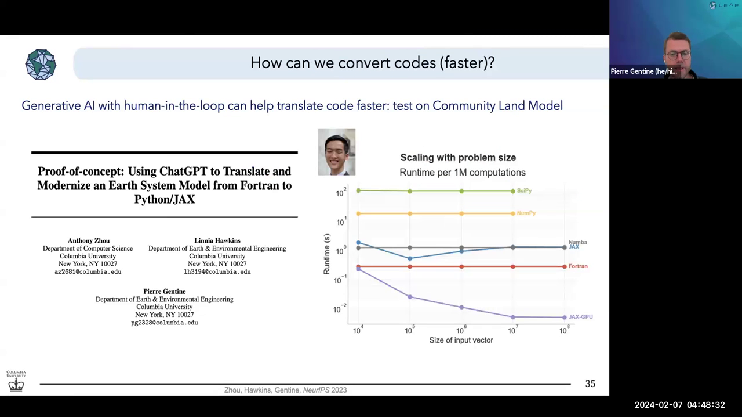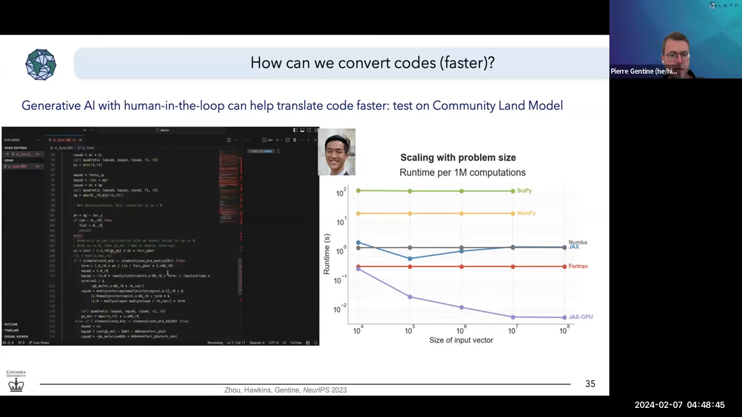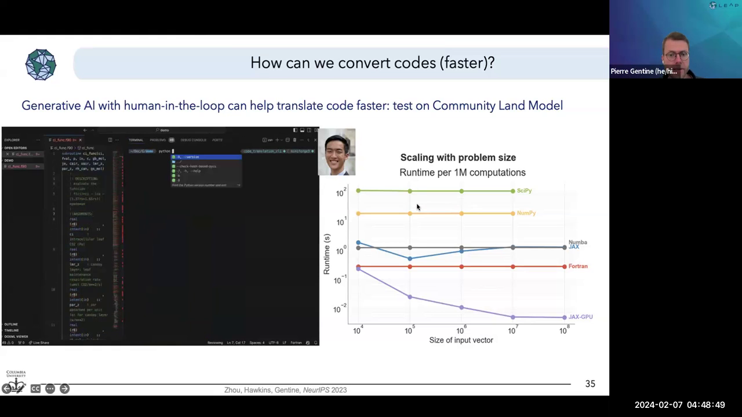And you could say that for that, how do you get there? We had a student back in the summer that we were co-advising that showed you could actually use large language models. This is just an example here. You can use large language models to actually convert parts of the code. And this worked really well. So he did that for part of the community system model.